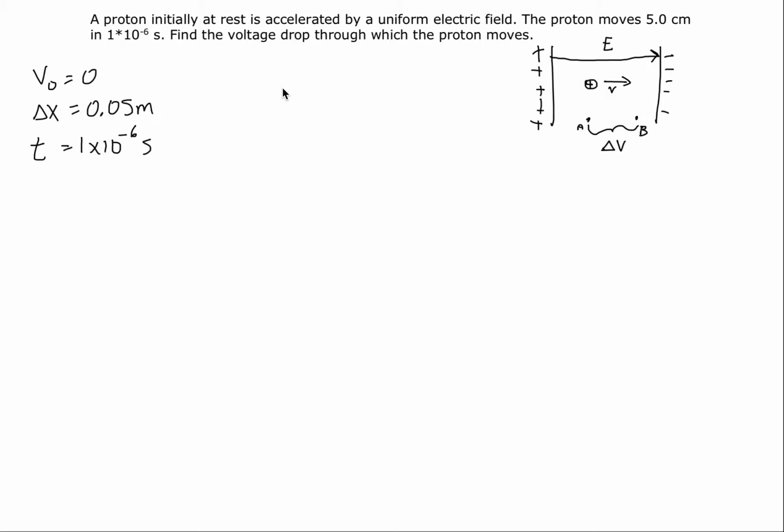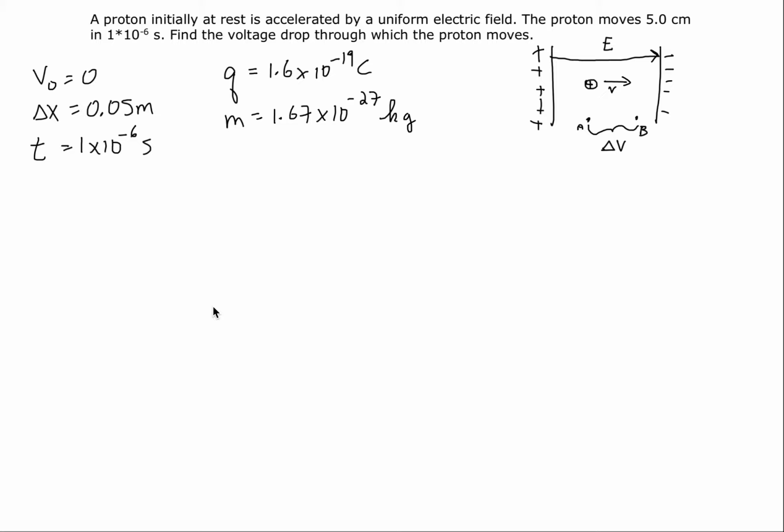Other things that we know is the charge of the proton. That will be useful as well. The charge of a proton is 1.6 times 10 to the negative 19 coulombs. And we also know the mass of a proton, which is 1.67 times 10 to the negative 27 kilograms.